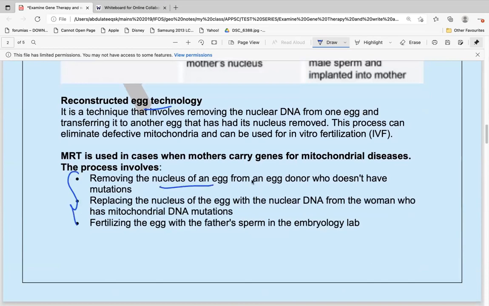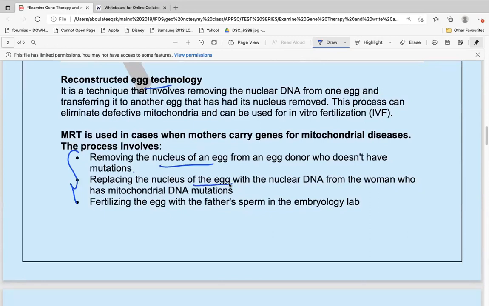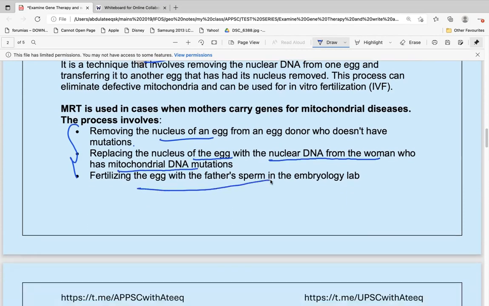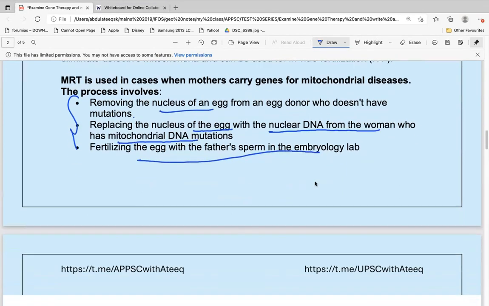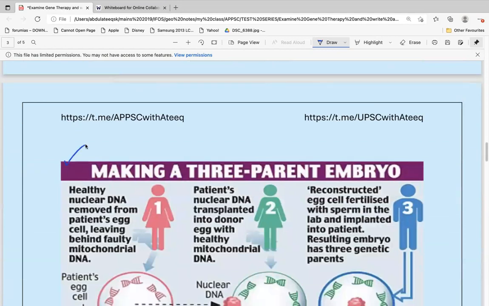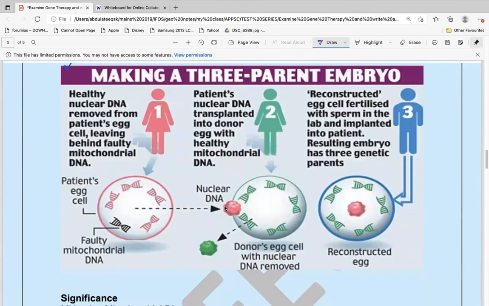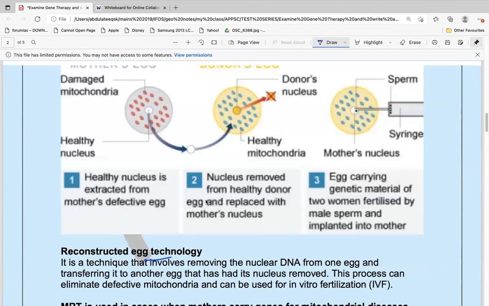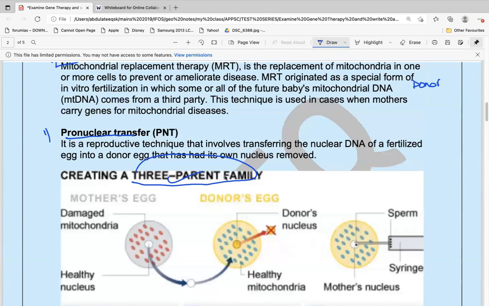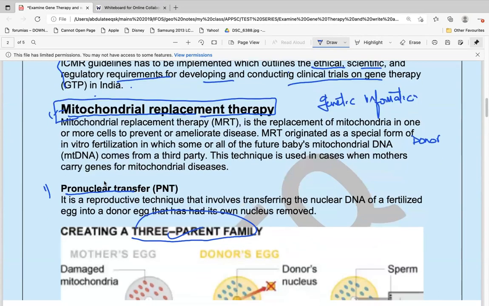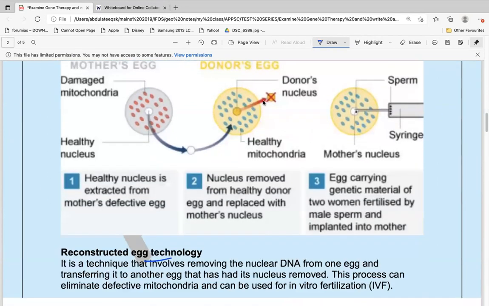Remove the nucleus of an egg from an egg donor who does not have the mutation, replacing it with the nuclear DNA from the woman who has the mitochondrial DNA mutation. Fertilize the egg with the father's sperm in the embryology lab. Simple. Recently, last year, the UK gave approval for this mitochondrial replacement therapy, so this becomes very important for this year's exam. I have mentioned two processes here, including pronuclear transfer. What is happening here?